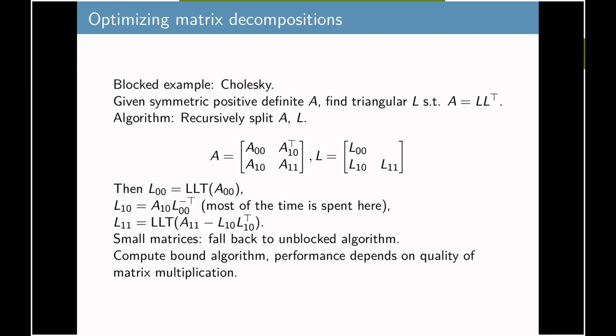If you write the formulas down, you can find that the top left of the Cholesky decomposition is just the Cholesky decomposition of the top left corner. And then for the bottom left part, you do a triangular solve. And then for the bottom right part, you again perform a rank downdate and then do another Cholesky decomposition. So here, the only non-recursive step is the triangular solve. So most of the time is spent there. And for small matrices, you fall back to the block algorithm.